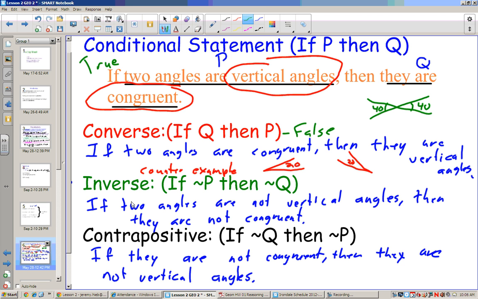Now the next statement, the inverse: if two angles are not vertical angles, then they are not congruent. So if I find two angles that are not vertical angles, let's take these two, are not vertical angles, then they are not congruent. Well, this is a counterexample for this also, because these are congruent. So this would also be false.